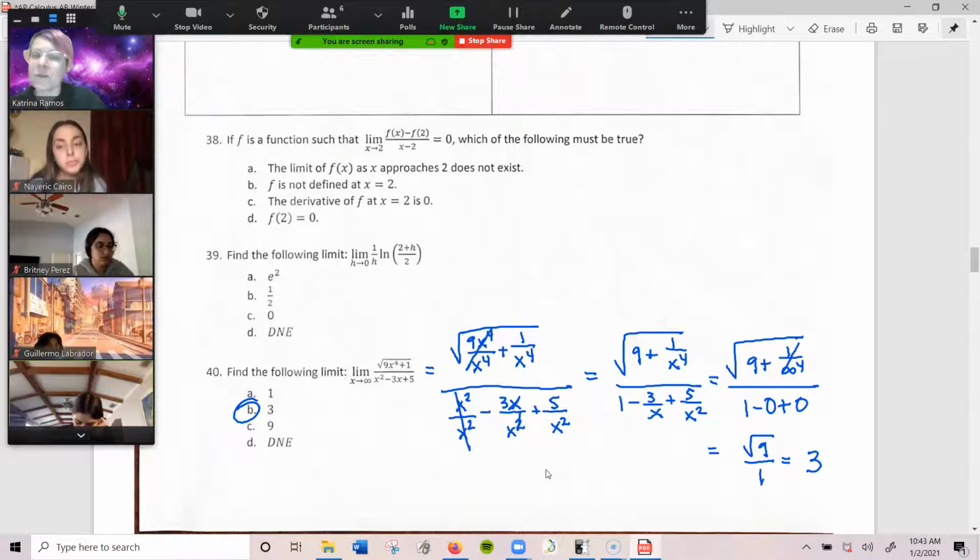If you have a rational function, you can compare the degree of the numerator with the denominator. Is that what you were talking about? Okay, you're right. The degree of the numerator, because it's the square root of x to the fourth, is x squared. And the degree of the denominator is also 2. So then you would take just the coefficients, which is the square root of 9 and 1, and divide. So the square root of 9 is 3, over 1. So you would still get the same thing, which is 3.